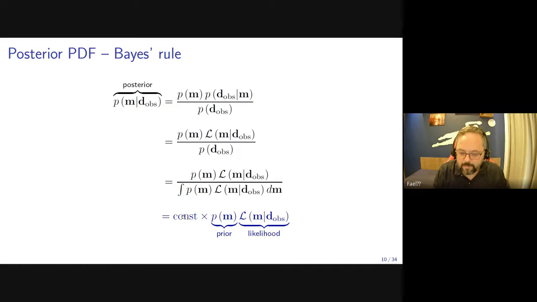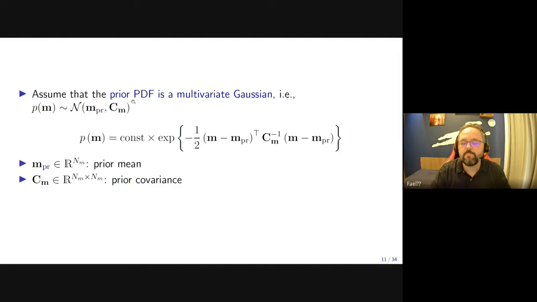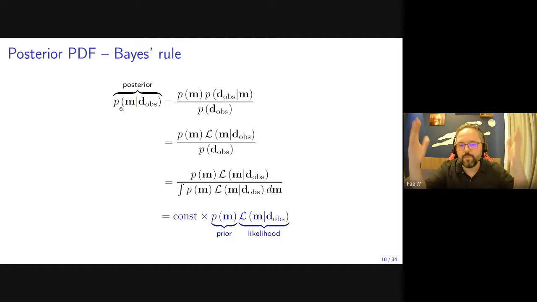And why don't I care? I don't care because I'm not going to really write the PDF, because it's really high dimensional. The dimension of M might be something like a million parameters, so it's really high dimension. What I'm going to do is sample this distribution. For sampling, I don't need the constant.